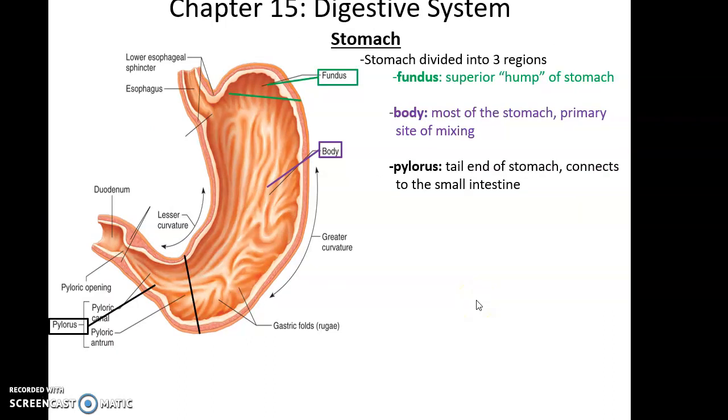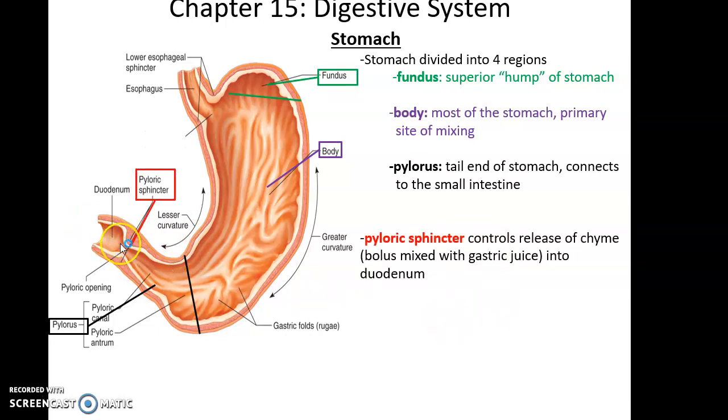You can break the stomach up into three main regions. You have this hump portion here, referred to as the fundus, so the superior fundus. The main portion of the stomach is referred to as the body. This is where most of the mixing occurs. And then the inferior portion of the stomach is called the pylorus. So this little tail portion is the pylorus, and that then leads to the small intestine.